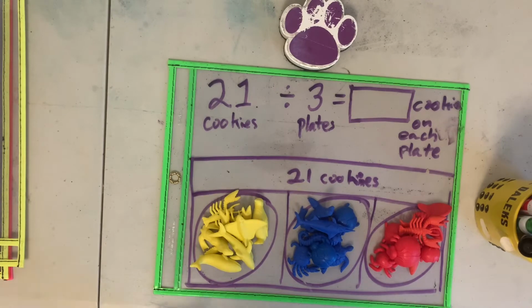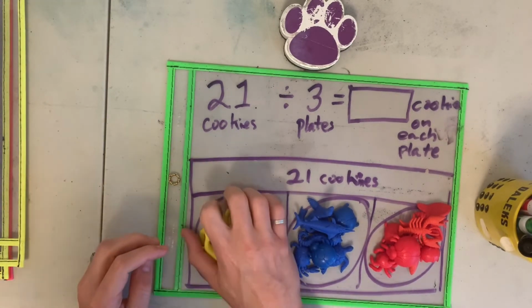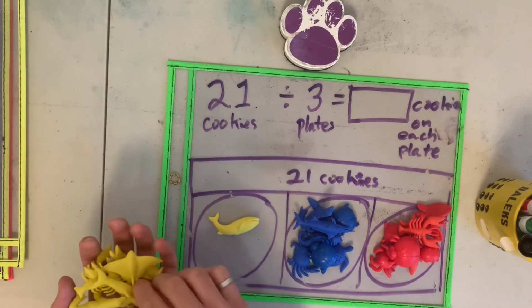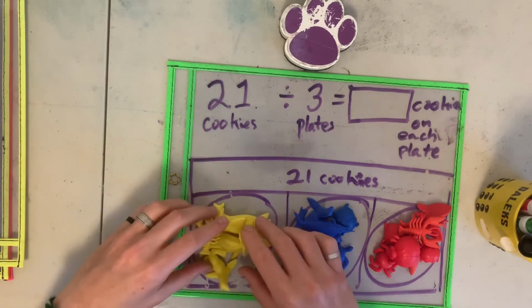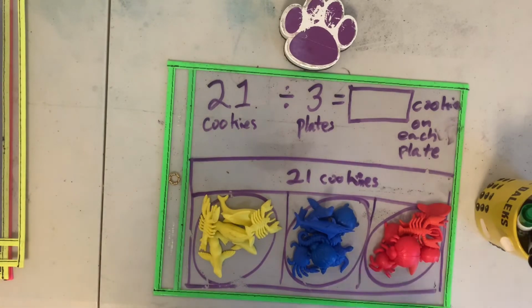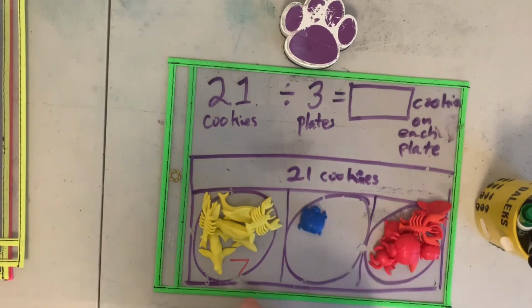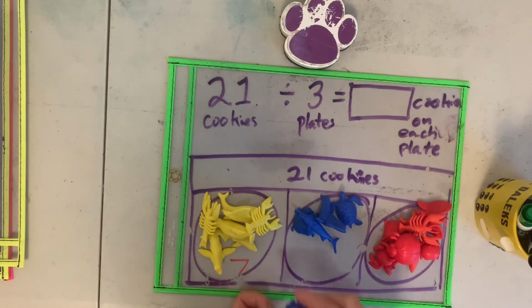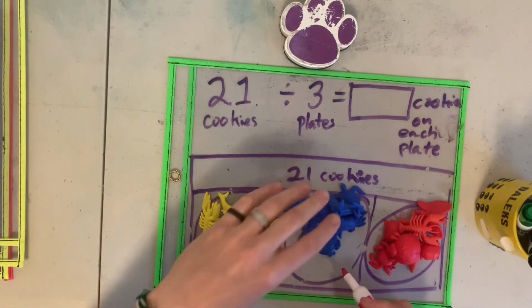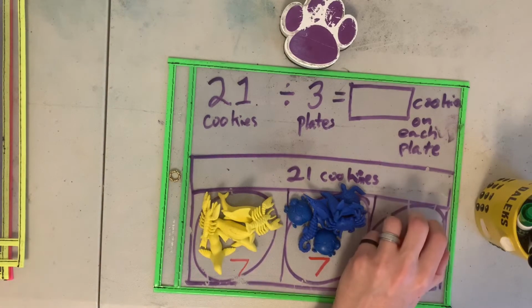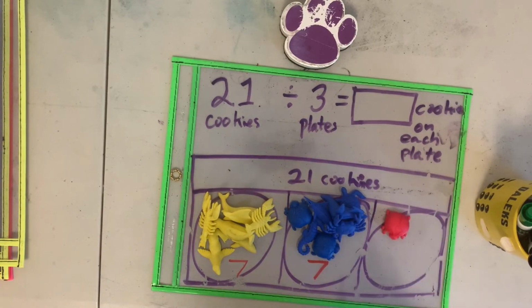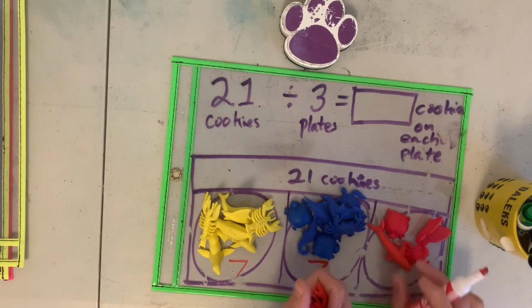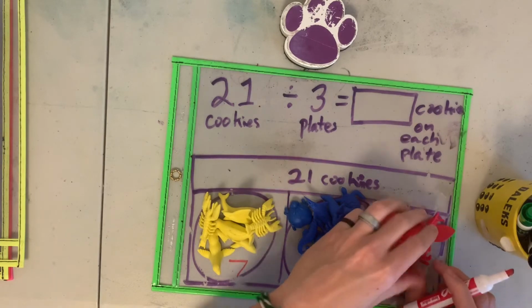So let's start counting each plate. On this one, I'm going to grab all the cookies and count. 1, 2, 3, 4, 5, 6, 7. On this one, I have 7 cookies. Let's count on this one. 1, 2, 3, 4, 5, 6, 7 cookies. On this one again, I have 7 cookies. And what do you think is going to be the last one? Let's see if you got it correct. 1, 2, 3, 4, 5, 6, and 7 cookies.